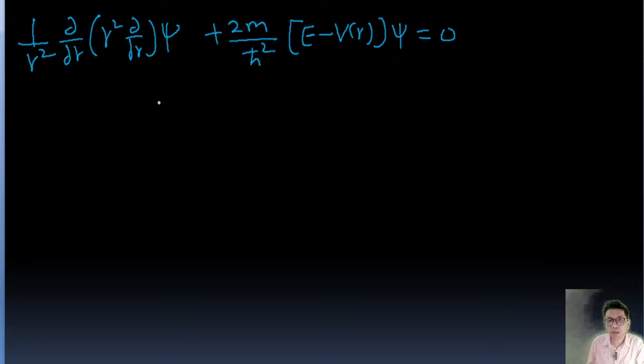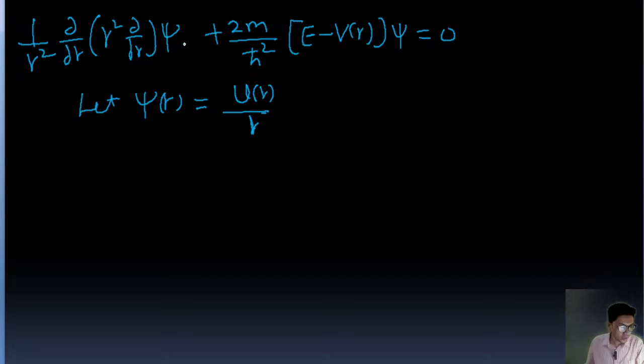Now here we'll make some replacement for solving this equation. Suppose the wave function ψ(r), which is a function of r, equals u(r) upon r. In that case, such that u at r equal to 0 has the value 0.